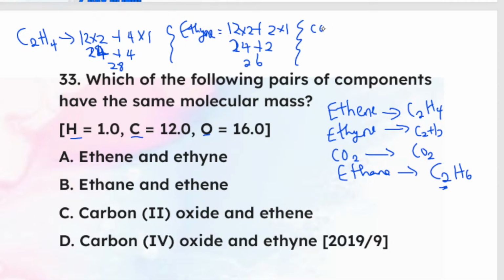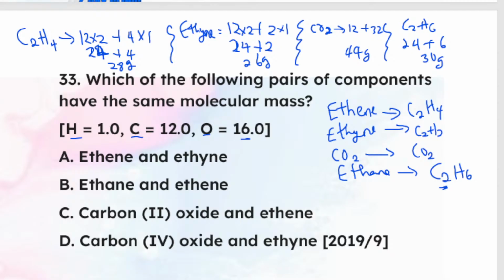And then we have CO2, right? That's 12 plus, now, oxygen is 16, times 2 is 32. That gives us 44. By the way, all of these masses are always in grams. And then we have ethane, which is C2H6. Again, that's 24 plus 6, which is 30.